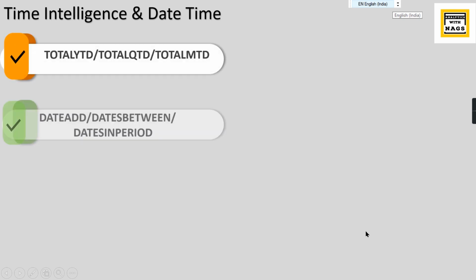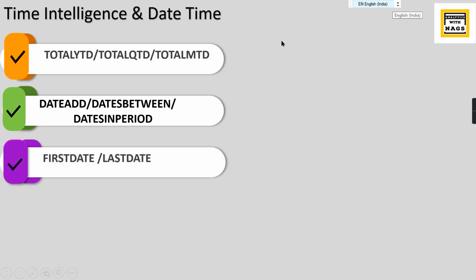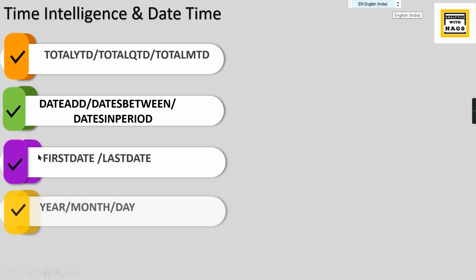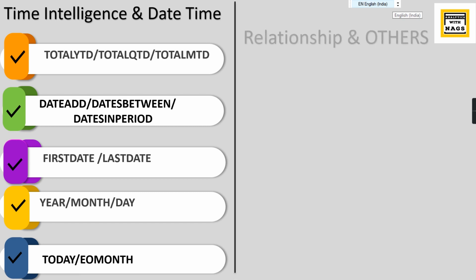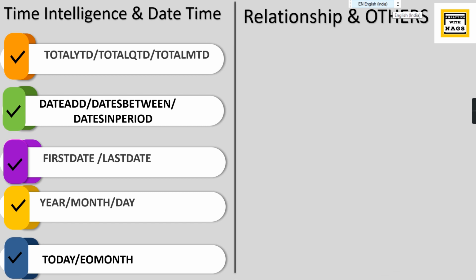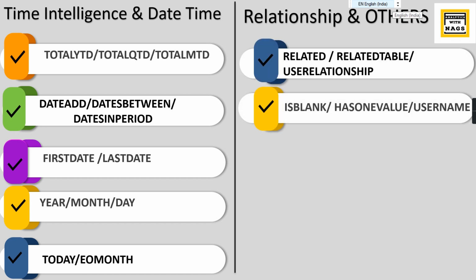Then there come the time intelligence functions: TOTALYTD, TOTALQTD, TOTALMTD, DATEADD functions. Then some of the date and time functions as well: FIRSTDATE, LASTDATE, YEAR, MONTH, DAY, TODAY, and EOMONTH. These are other functions you need to be familiar with. Then relationship and others: RELATEDTABLE, USERELATIONSHIP, ISBLANK, HASONEVALUE, USERNAME.